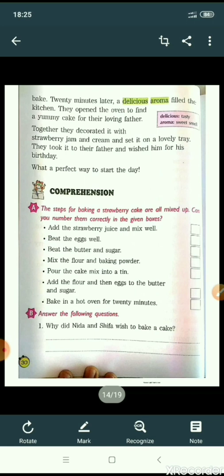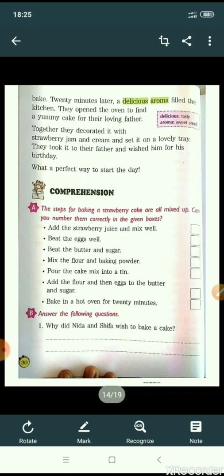Then she mixed 1 cup of butter and 2 cups of sugar together. So children, what things Shifa took? 2 cups of flour, 1 teaspoon baking powder, 1 cup butter and 2 cups of sugar.